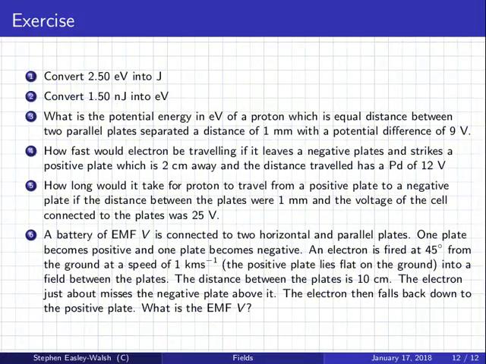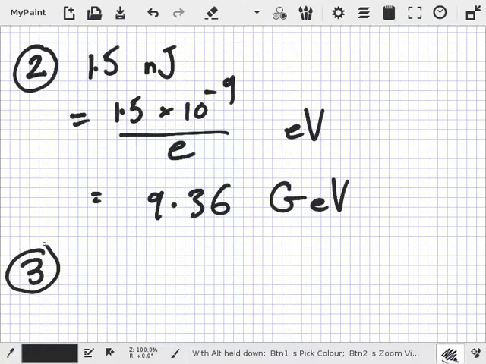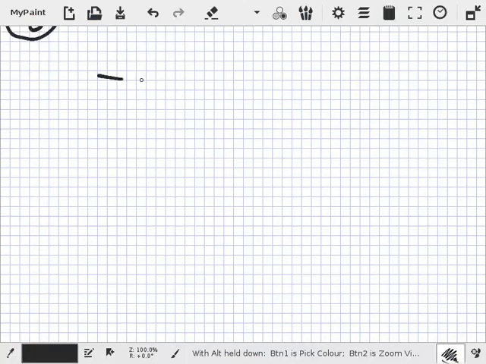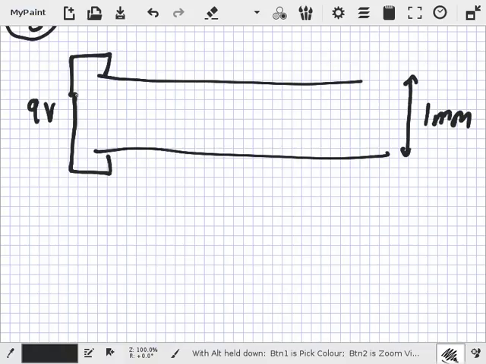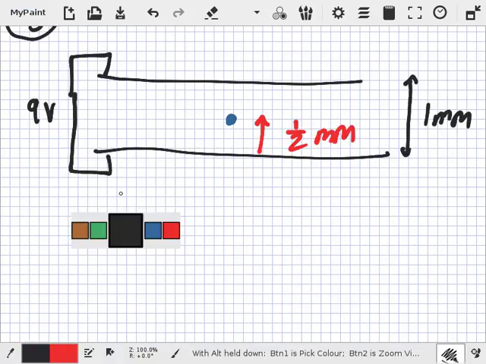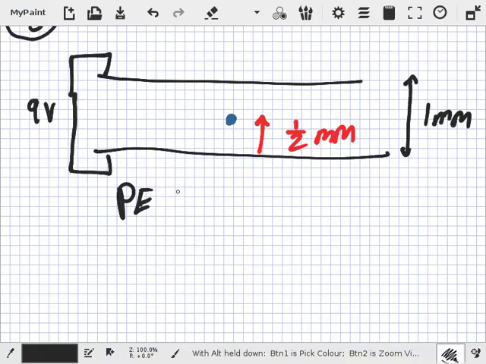Right. What is the potential energy of a proton which is equal distance between 2 parallel plates separated 1 millimeter with a potential difference of 9 volts? So you've got a plate. This here is 1 millimeter, and there's 9 volts here and here. And you've got a proton here, and its height is half a millimeter, and its potential energy is not quite MGH, it's QED, or QEH if you want.